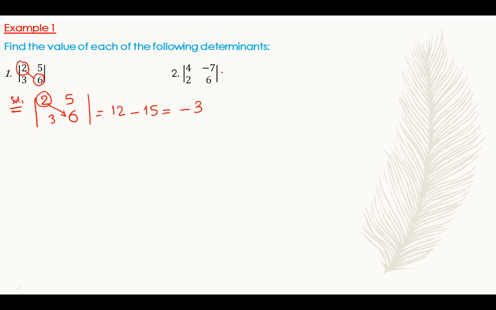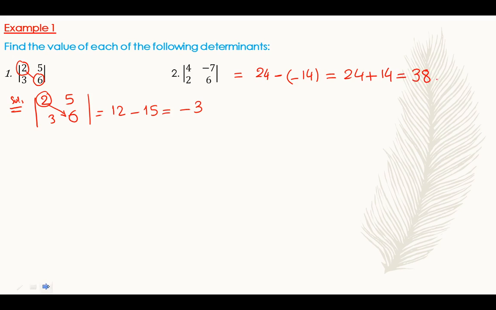Okay. Second, here we are going to multiply 4 times 6 equals 24, minus negative 7 times 2 will be equal to negative 14. Now we have 24. We have here double negative. Negative times negative, it will be positive 14. 24 plus 14, this is equal to 38.